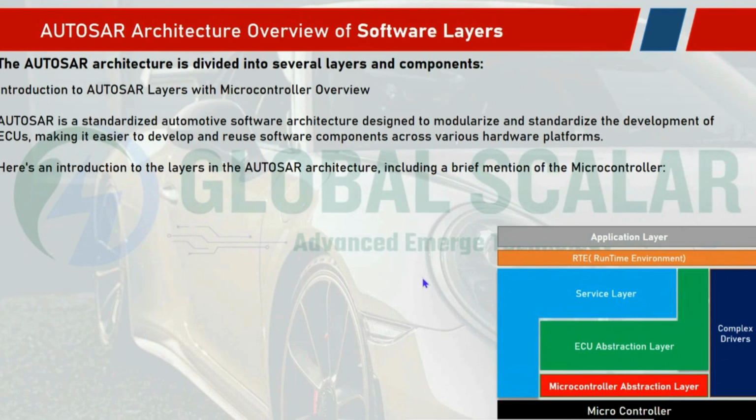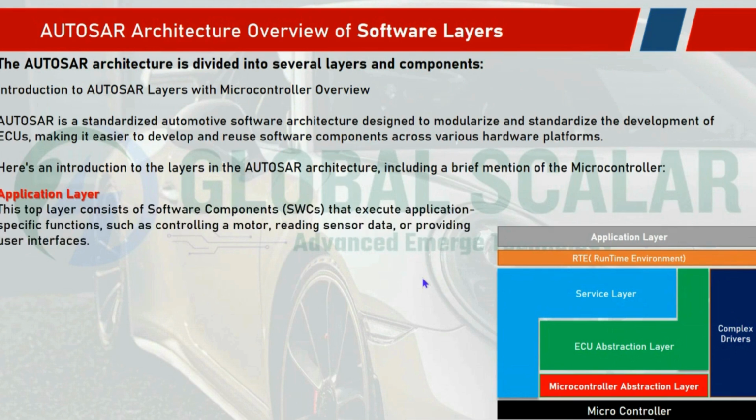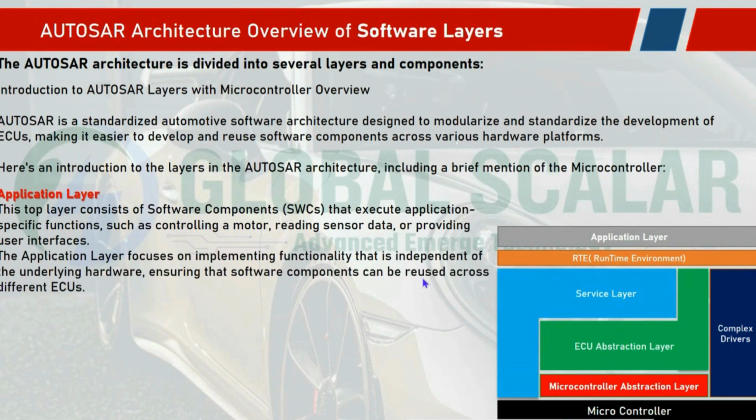To go into detail about the layers in the AUTOSAR architecture, we have the application layer. It is the top layer. It consists of the software components, SWC, which execute application-specific functions such as controlling the motor, reading data, and interfaces that can be configured. It is independent of the hardware, and we need to ensure that software components can be reused across different ECUs.